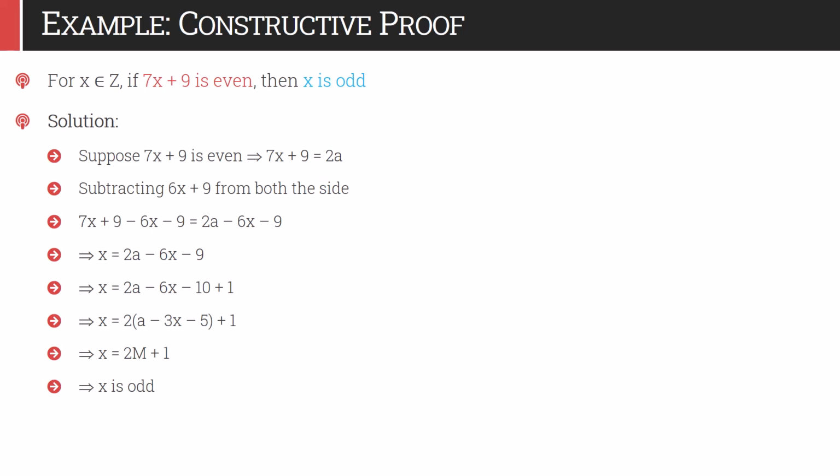So see how step by step we have proved q from the p. So all if p implies q kind of statements we can easily prove with the constructive proof. So this is how constructive proof is working.